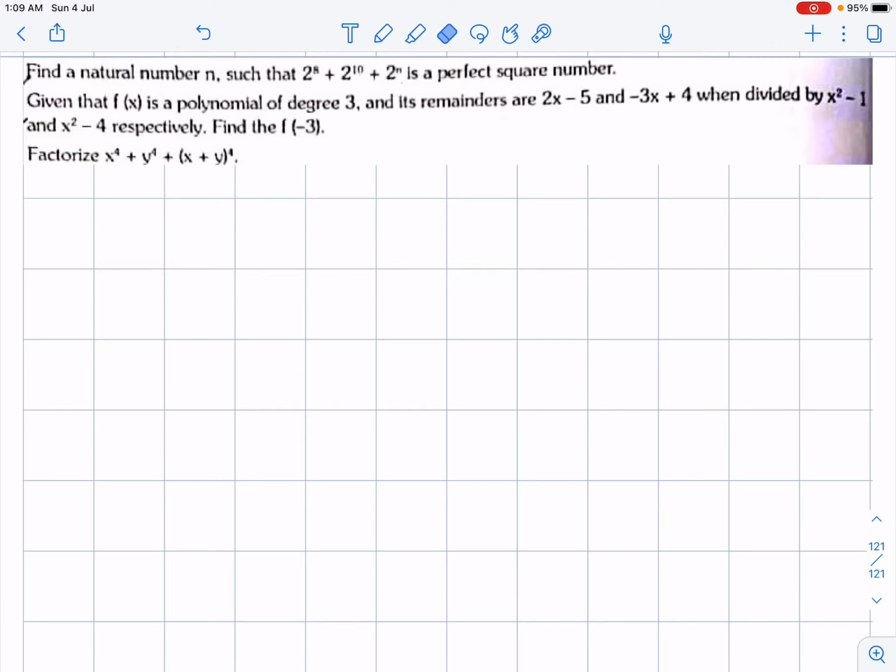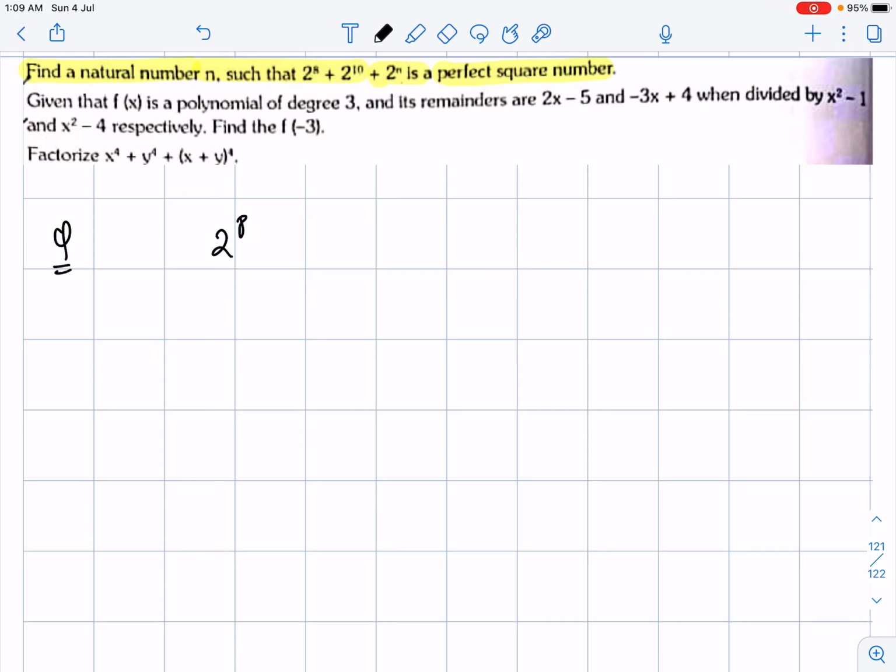So continuing our problem solving series in polynomial, here I came up with 3 more questions written on the screen, and problem statement number 1 is: find a natural number n such that 2 to the power 8 plus 2 to the power 10 plus 2 to the power n is a perfect square number. So this is our question.